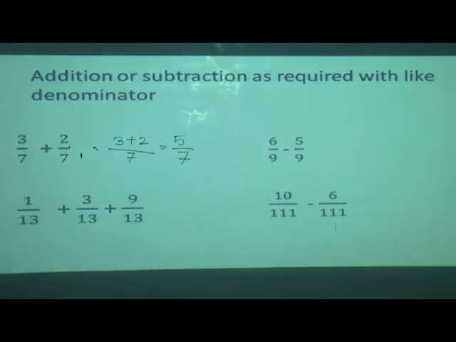In this way you can do it directly when the denominators are the same. We will do one more example of an addition.